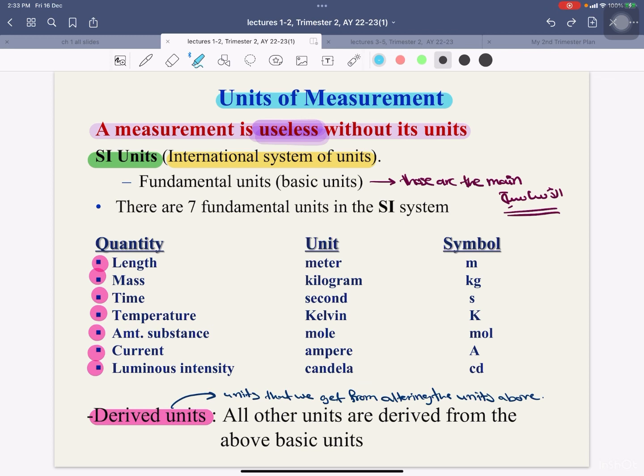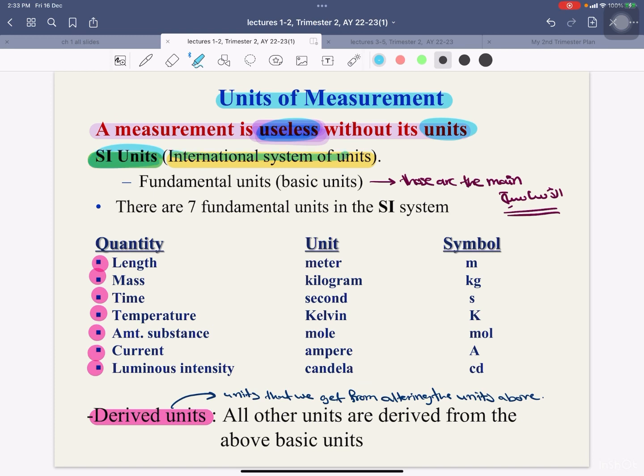So a measurement is useless without its units. What do I mean? I have a value. I want to know, is it 5 centimeters? Is it 5 feet? Is it 5 inches? So it's useless. Like 5 what? I don't know. So that's why I need a unit. And mostly we're going to use the SI units that come from the International System of Units.